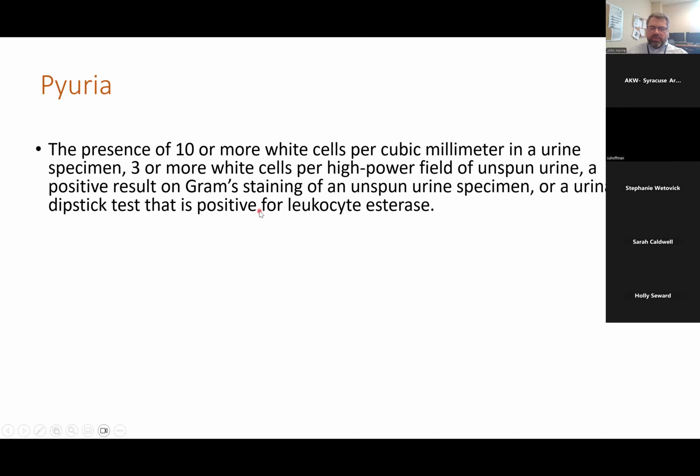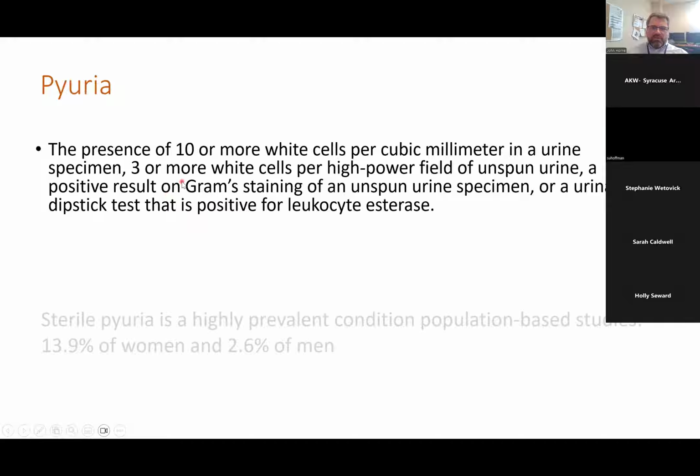And then pyuria. So the other way that a urinary tract infection, or just the urine, can be evaluated for infection would be looking for inflammation, right? So looking for white cells in the urine. So pyuria is essentially just having white cells in the urine, but this doesn't tell you what it's from. It's just having white cells in the urine. So, are there white cells in the urine?